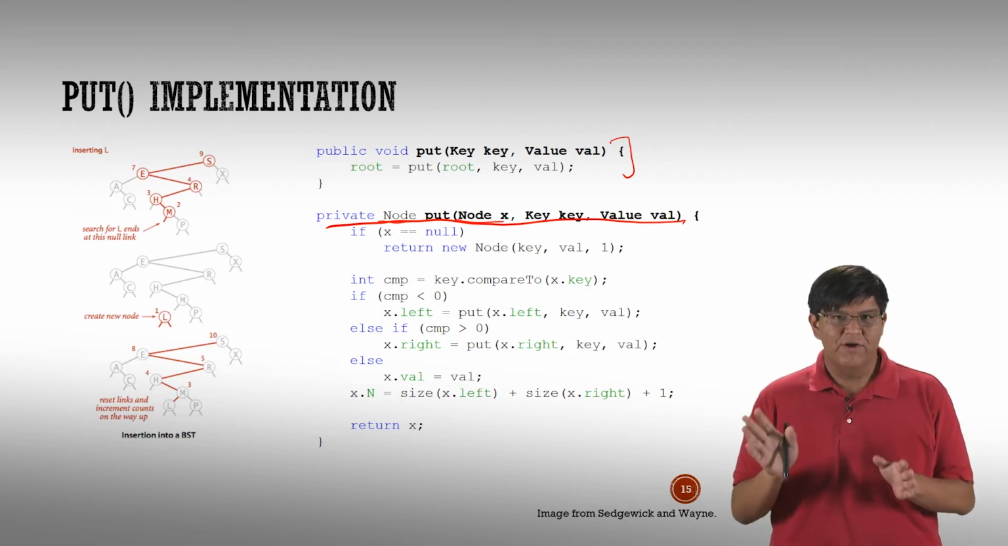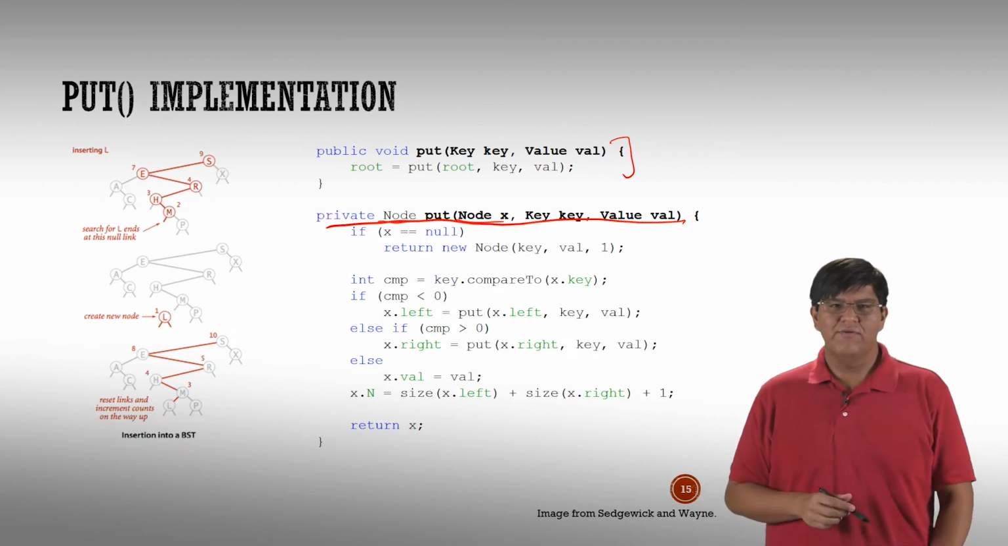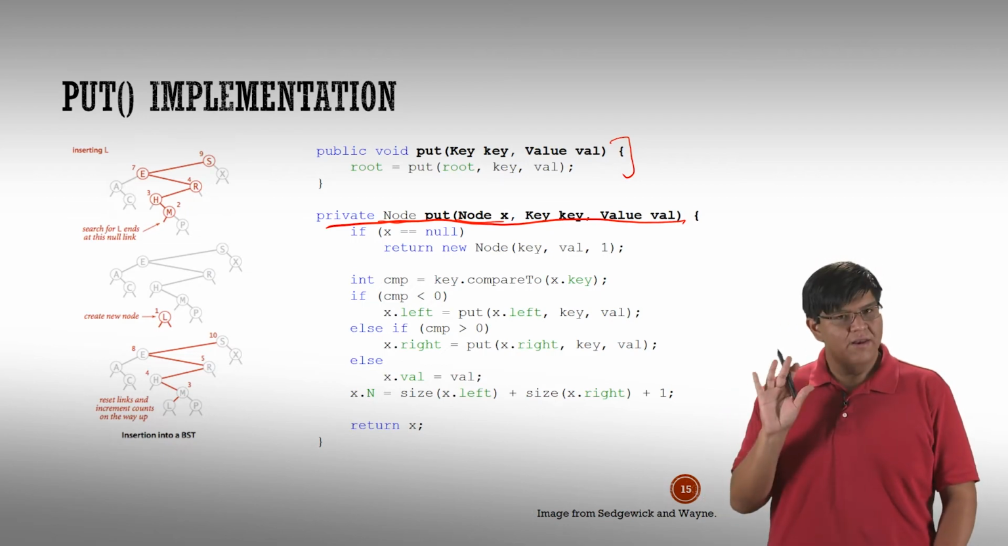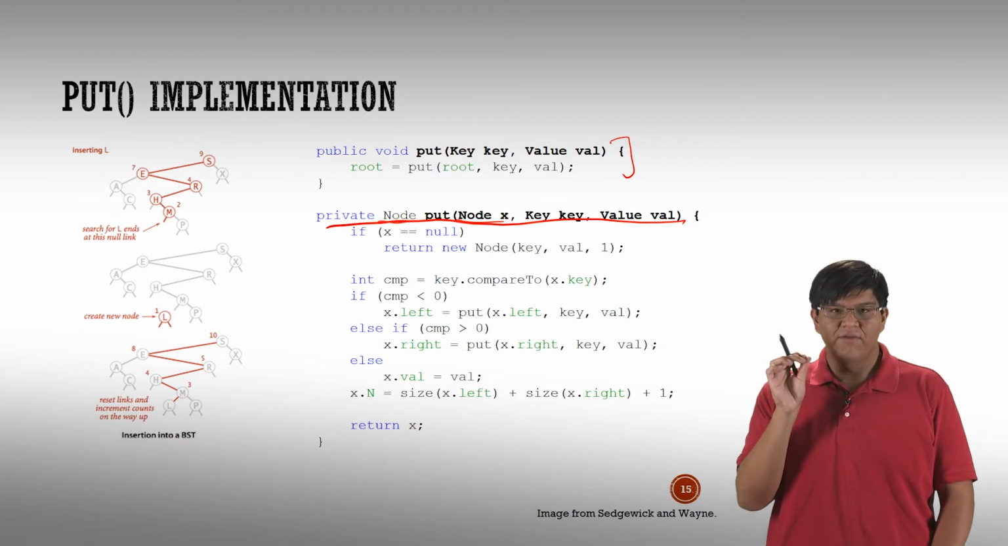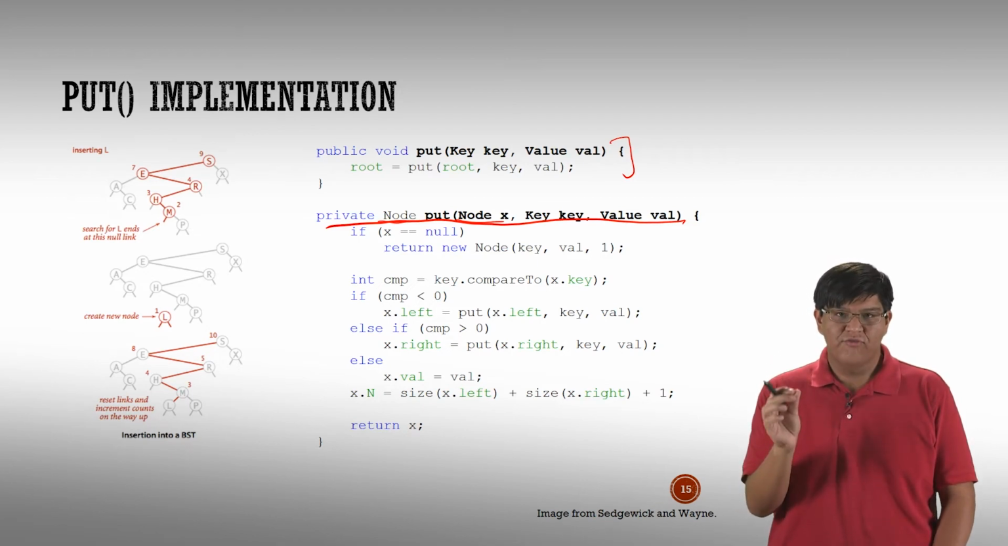So it's not a void type. Some people will go and implement this and say, oh, I can do it with a void because I don't need to return anything. No. For the way we're implementing it with recursion, we must return a node, because it's returning a tree with that new node in it.